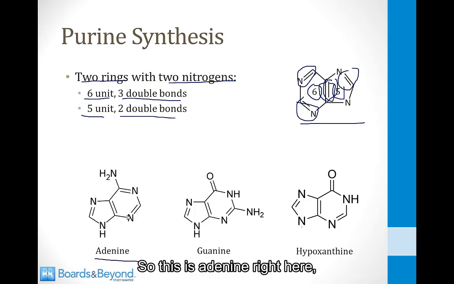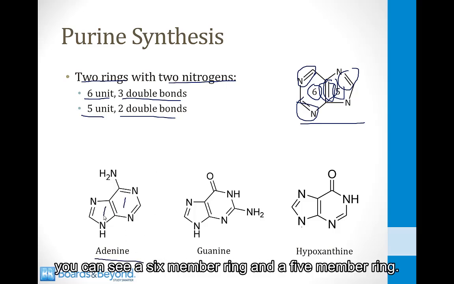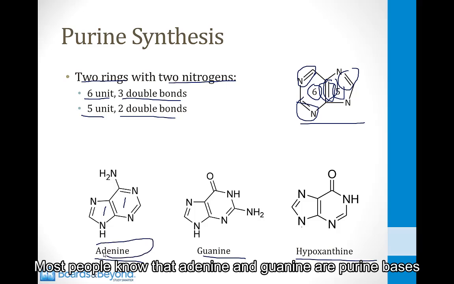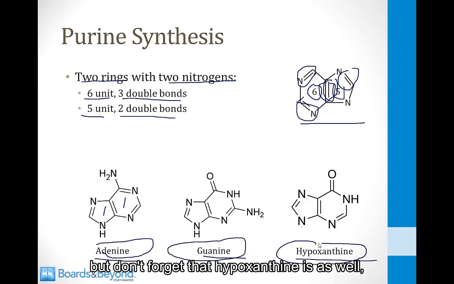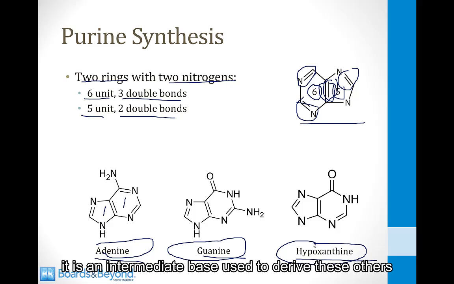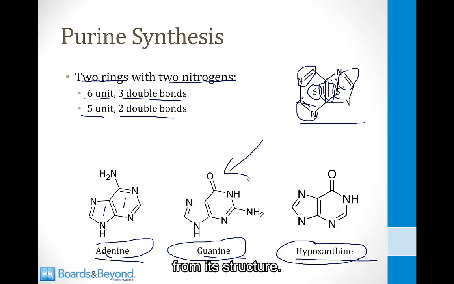So this is adenine right here. You can see a 6-member ring and a 5-member ring. This is guanine, and this is hypoxanthine. Most people know that adenine and guanine are purine bases, but don't forget that hypoxanthine is as well. It's just not used in the final DNA or RNA product. It is an intermediate base used to derive these others from its structure.